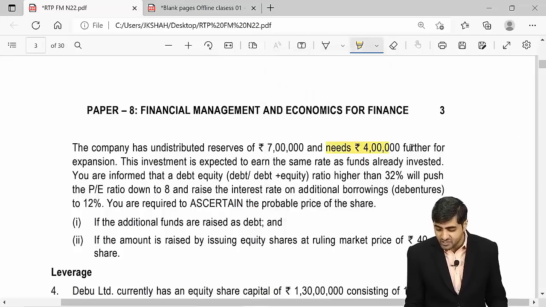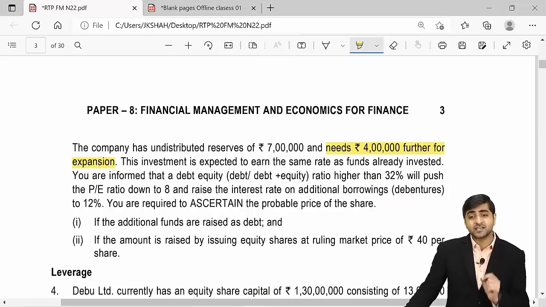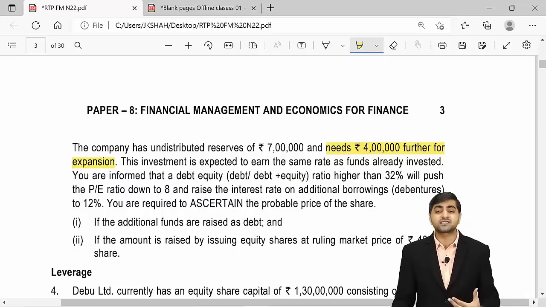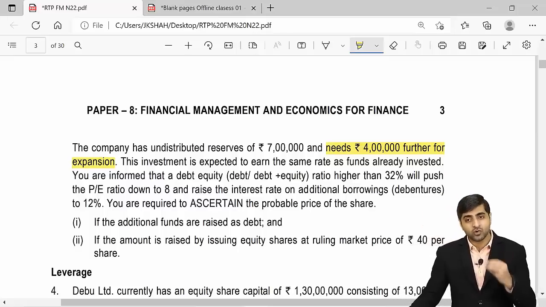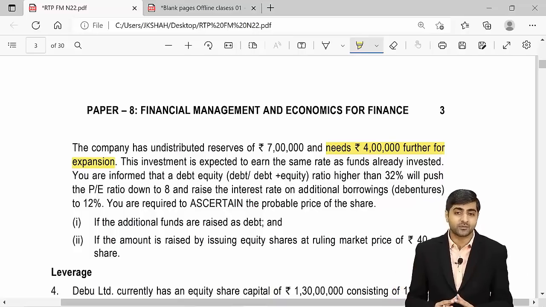That the company needs rupees 4 lakhs further for the purpose of expansion. When such a statement is mentioned, what does it mean? That you will need a further sum of rupees 4 lakhs, yes or no? Yes sir. So we have to now arrange for this 4 lakh rupees.